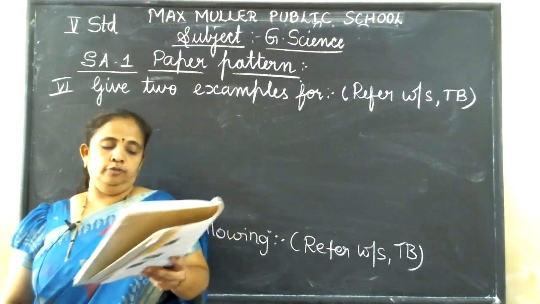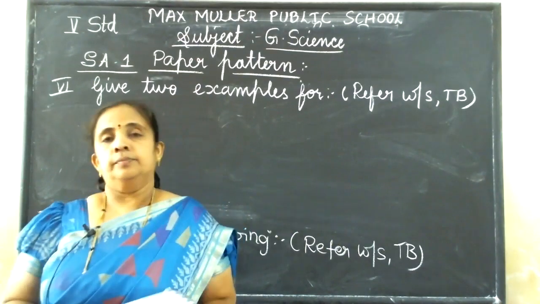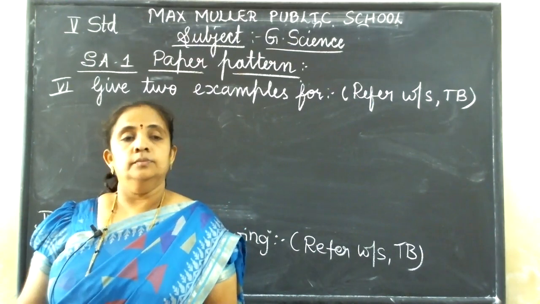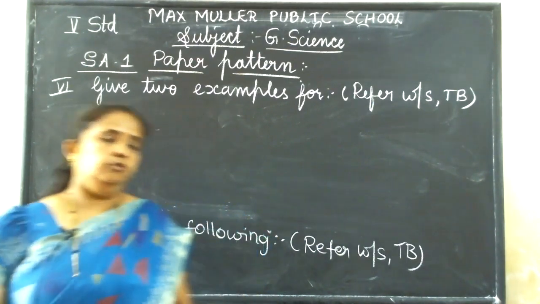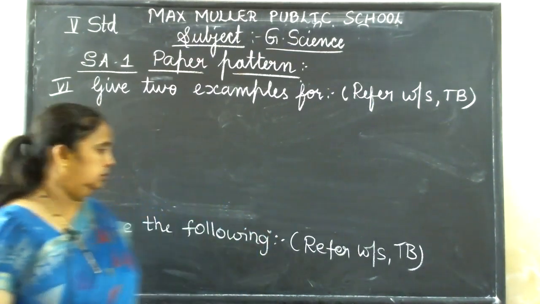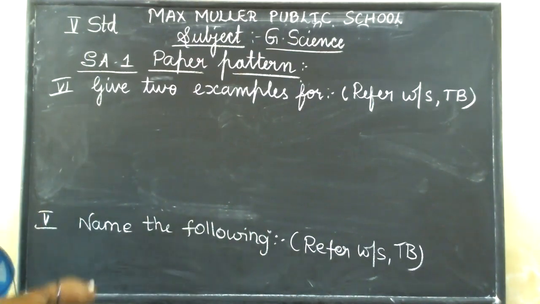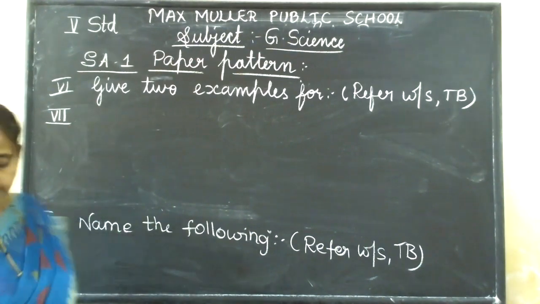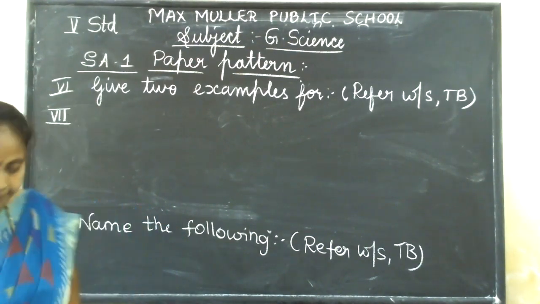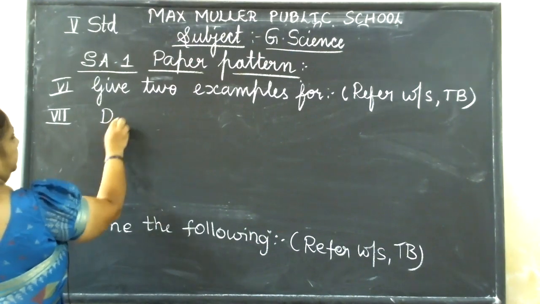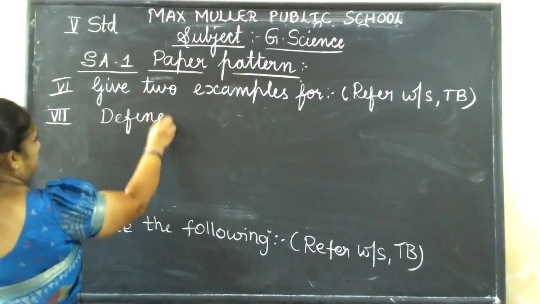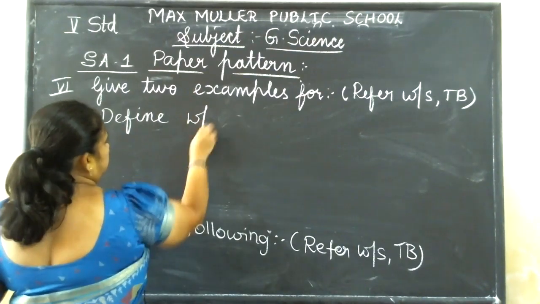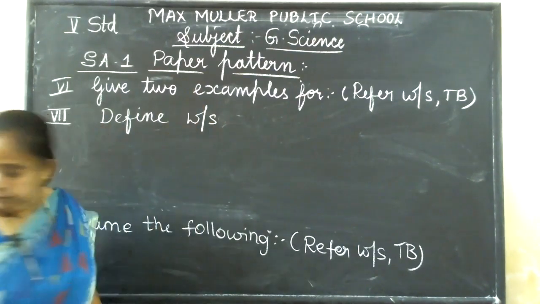Plants that can grow from spores: fern, algae. So you have to refer to the worksheet and textbook. Next, seventh main. Seventh main is define. It is in the worksheet. Refer to the worksheet.